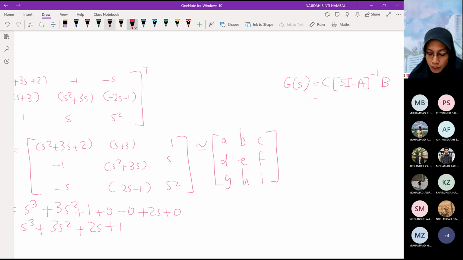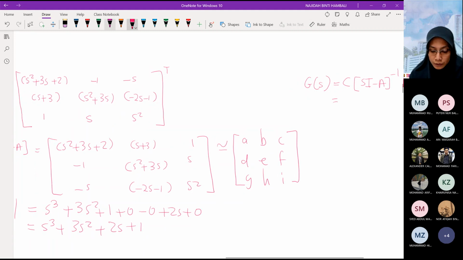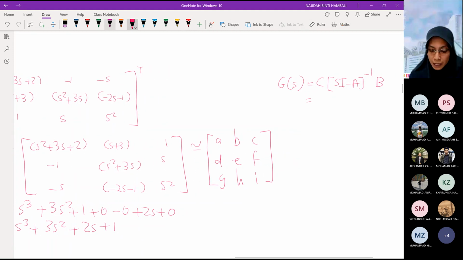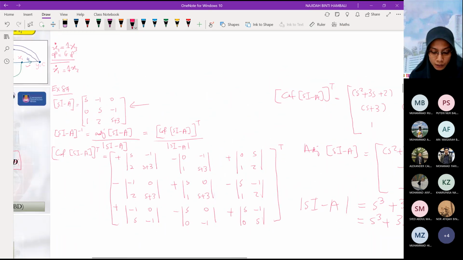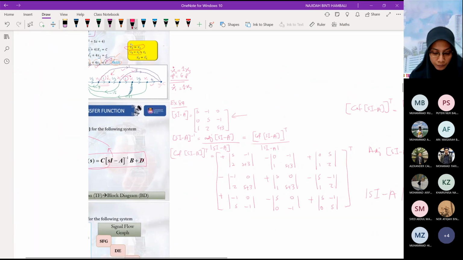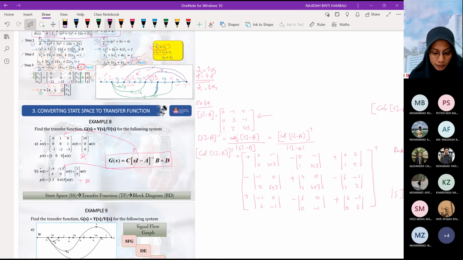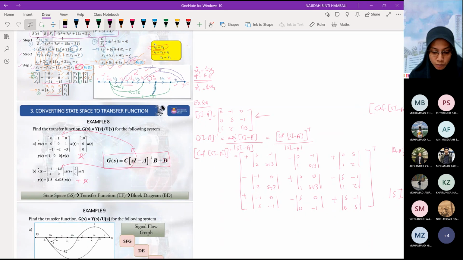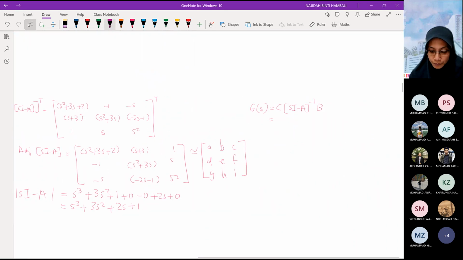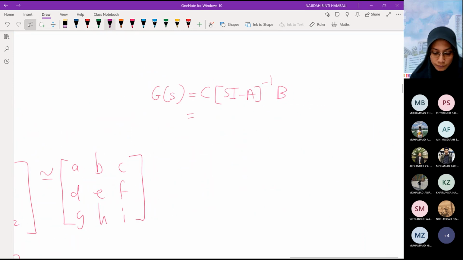Okay, now let's use matrix C and B. Kita tak guna lagi matrix C and B. So our matrix C is 1 0 0, matrix B is 10 0 0. Now matrix C 1 0 0 multiplies with the inversion of matrix sI minus A. The inversion matrix is the adjoint matrix divided by the determinant. So in this case, this is your adjoint.